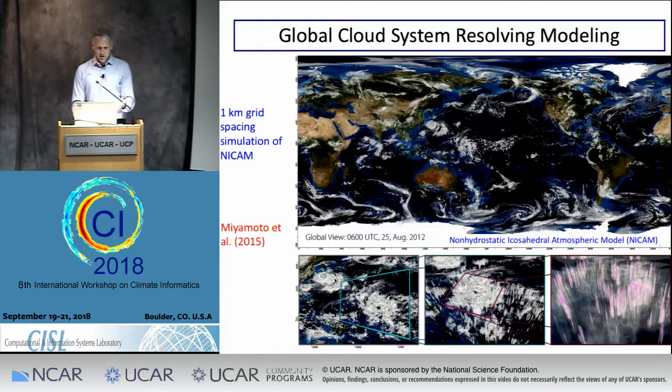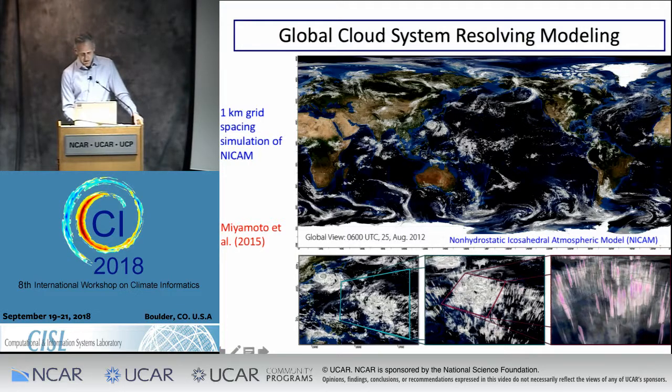So just to show you some examples of where we've gotten with global climate modeling, this is an example of a simulation, a 1 kilometer grid spacing simulation of a Japanese model called NICAM, which produces very, very nice representations of clouds, at least at first glance visually. If you look at it, you could see nice convective organization. You see a tropical cyclone here.